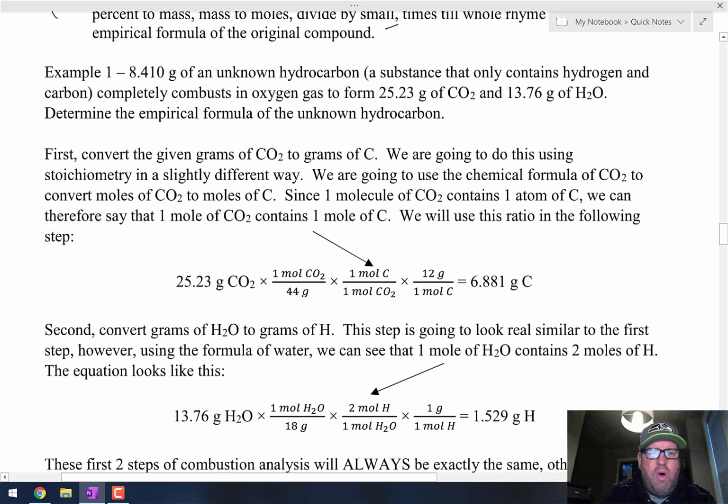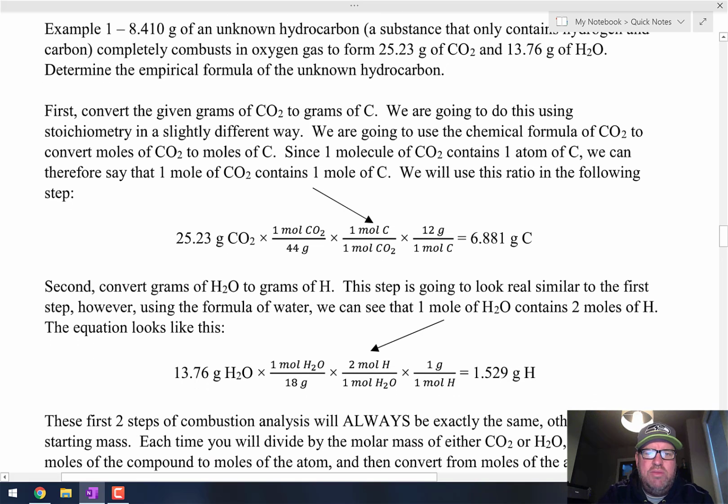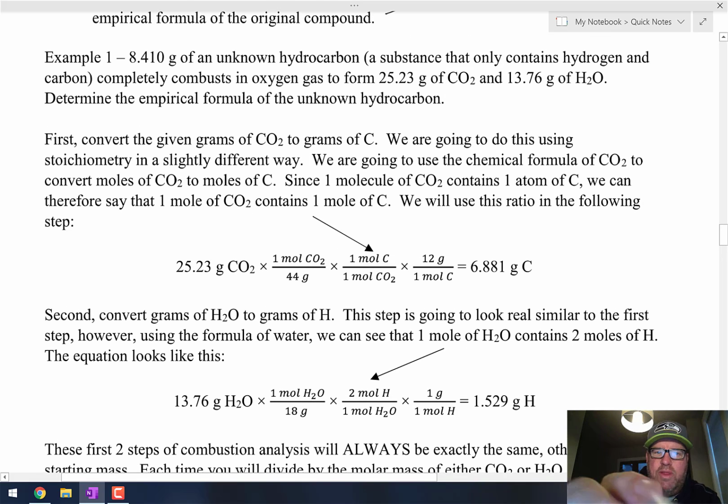So in example 1, it says 8.410 grams of an unknown hydrocarbon. That might be a new term for you. Hydrocarbon is exactly what you think it is. It's something that has hydrogen in it, and it's something that has carbon in it. And it only contains those 2 elements, hydrogen and carbon. So a hydrocarbon is just like CH4 or C3H8 or C5H12. There are thousands of different hydrocarbons, but those are just a few examples.